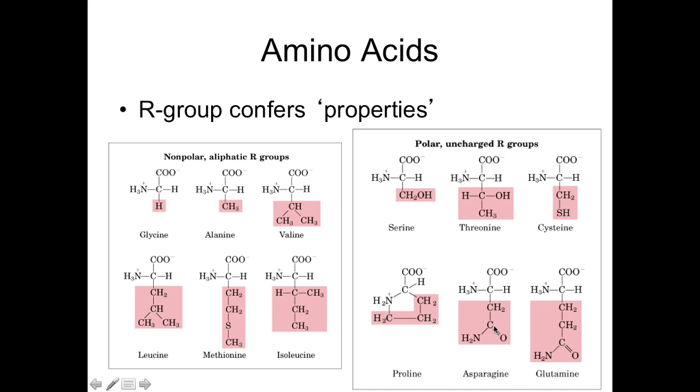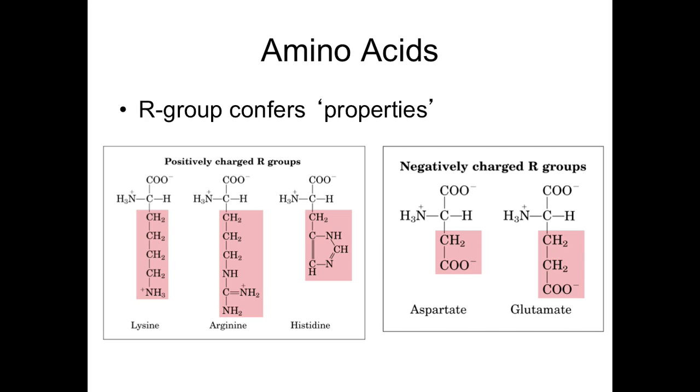Here you have the CO bond, right? Proline is unique because it includes the amino group in the R group because it forms this ring. So that's kind of an oddball. I wouldn't ask you that.